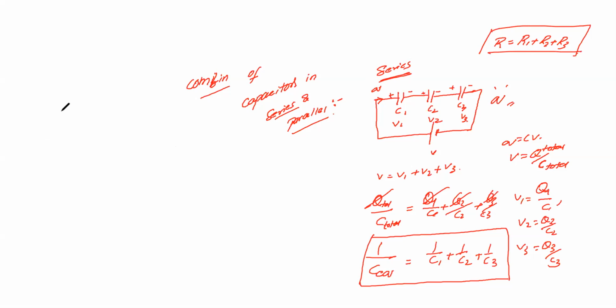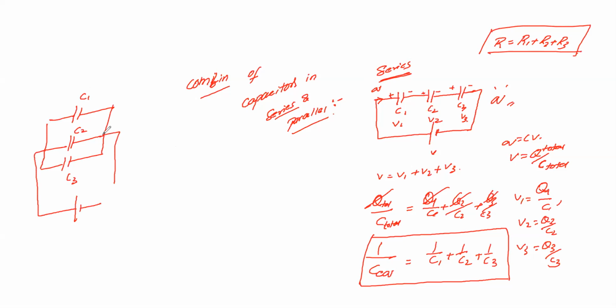Okay, so for parallel, the voltage is the same but the charges are different. The voltage is same but the charges are different. So this one is C1, this one is C2, this one is C3. There will be some voltage across it, but since it is a parallel connection, the voltage will be the same. I'll take the charges as Q1, Q2, and Q3. So this is your parallel connection. Just understand it, it is your parallel connection.